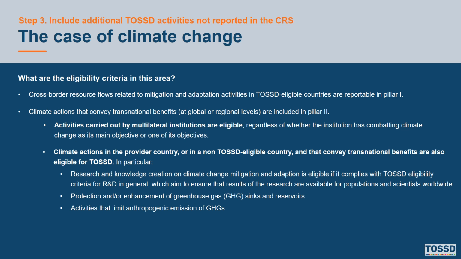This includes, in particular, research and knowledge creation on climate change mitigation and adaptation, which is eligible if it complies with TOSSD eligibility criteria for research and development in general, which aim to ensure that results of the research are available for populations and scientists worldwide. It also includes protection and/or enhancement of greenhouse gas sinks and reservoirs, and activities that limit anthropogenic emissions of GHGs.